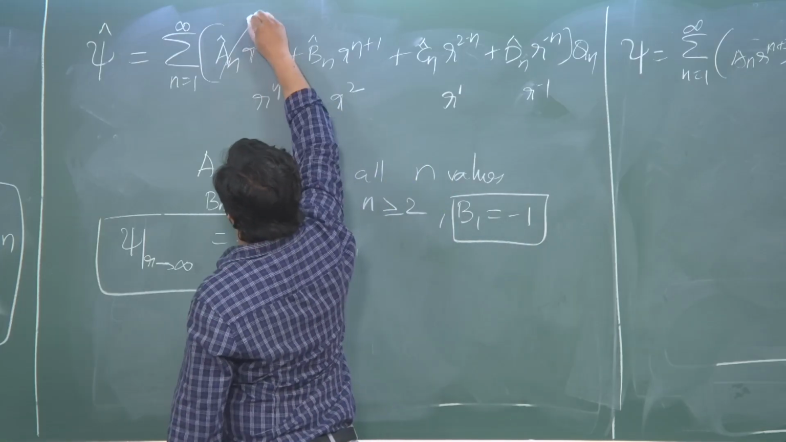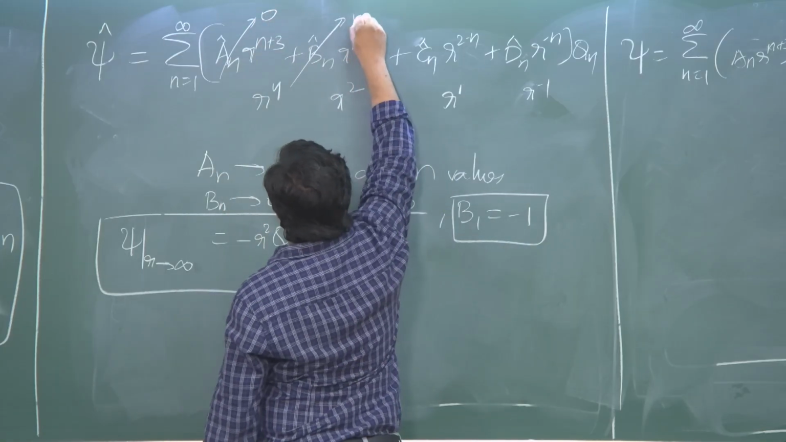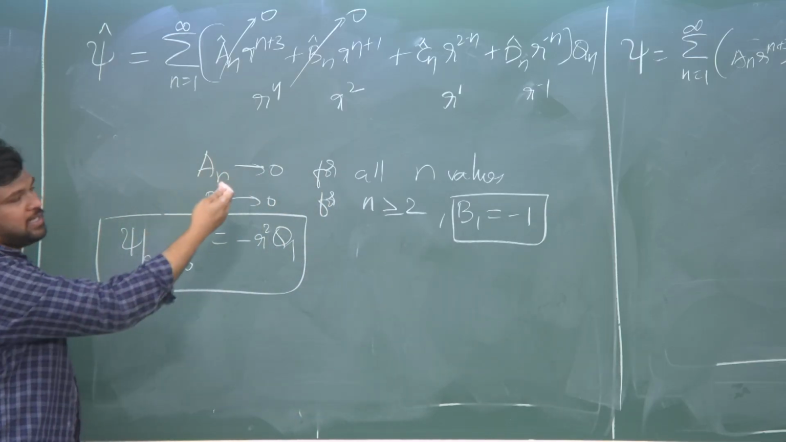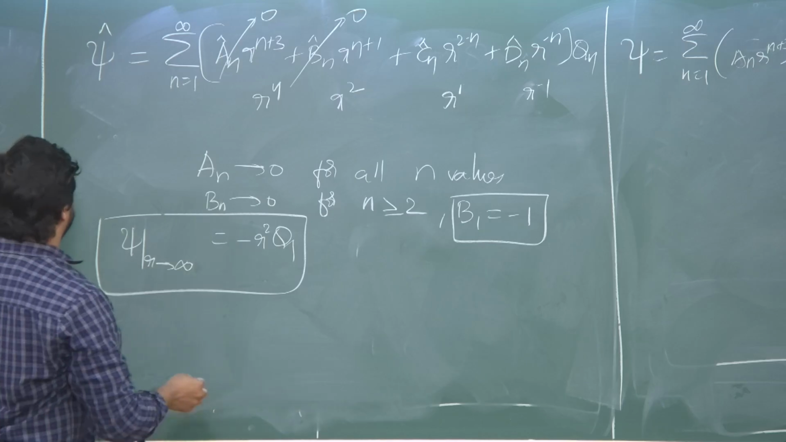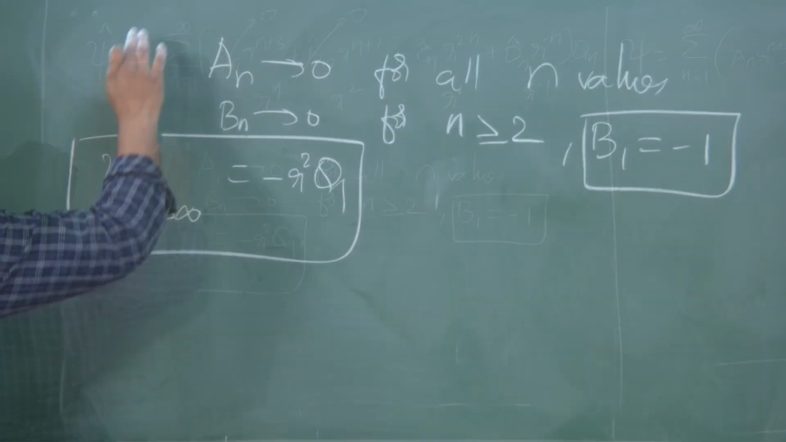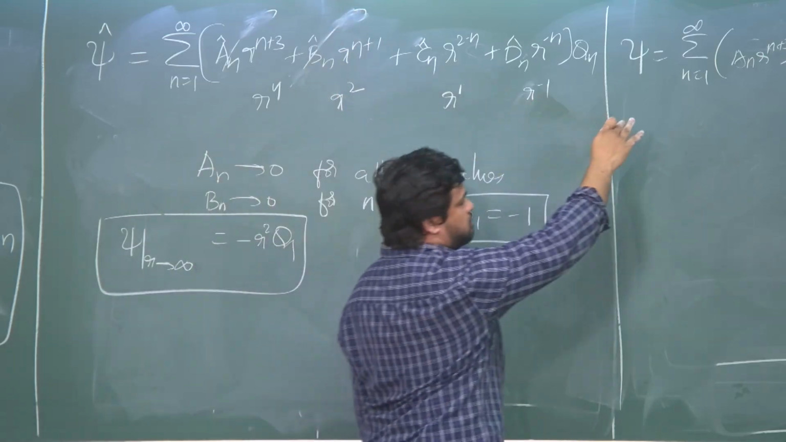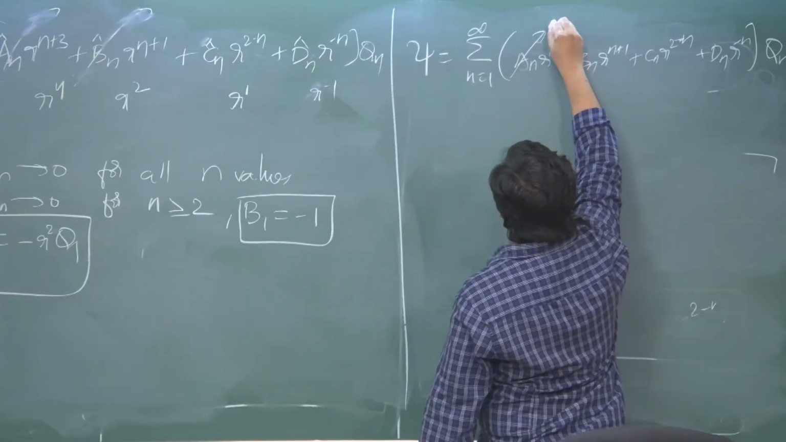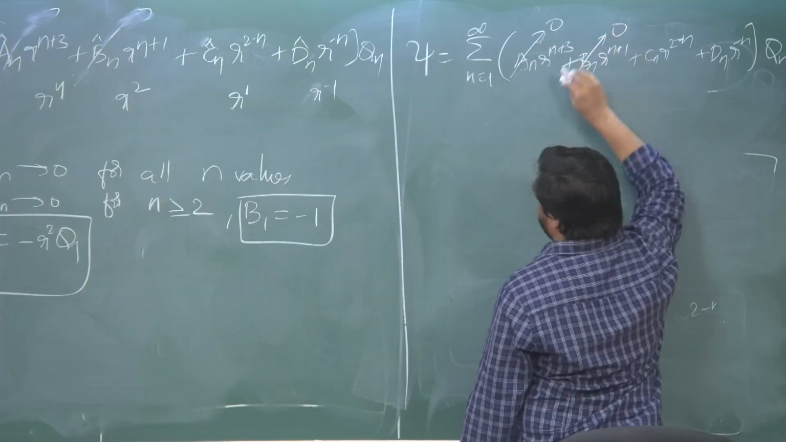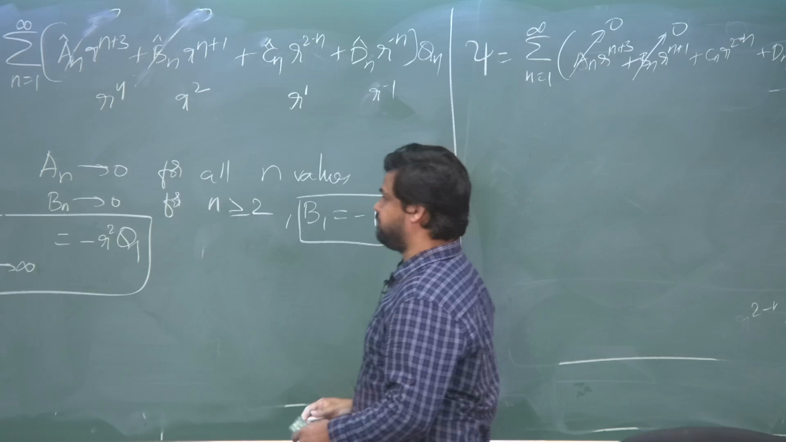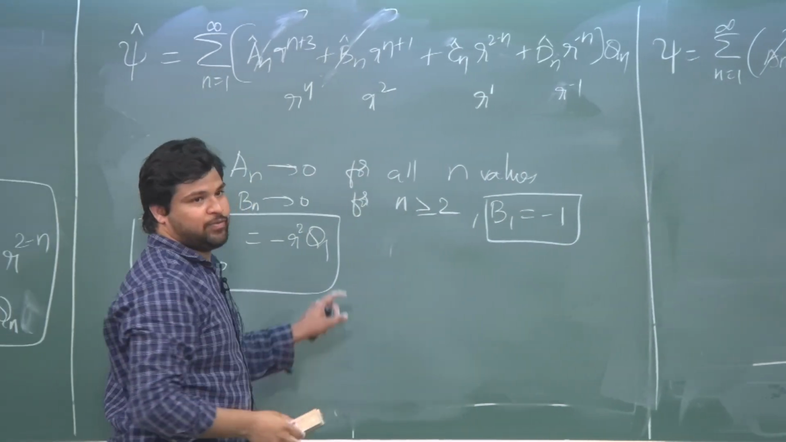So, this goes to 0, this goes to 0, and we cannot comment on other Cn and Dn. This analysis should be here, because this is outer fluid, this is inner fluid. Everyone clear with this step?